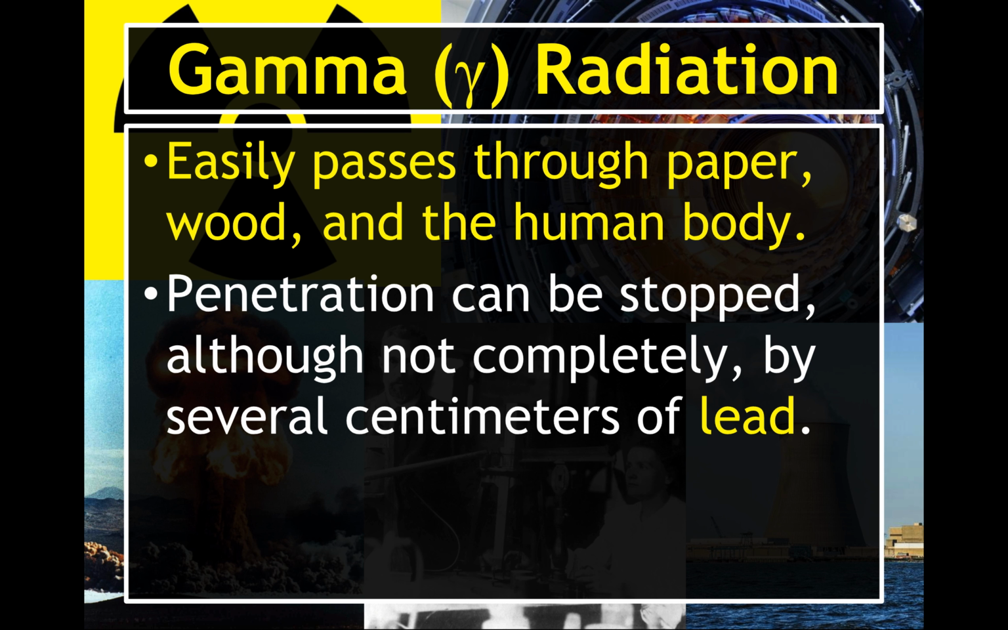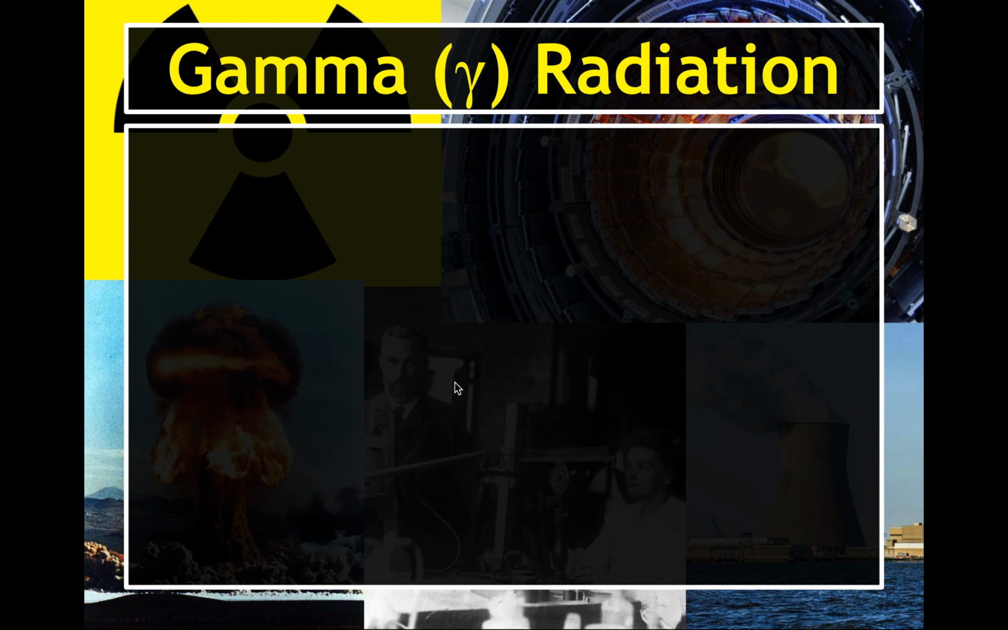And this is why if you go in to get an x-ray taken, they're going to put a lead apron over the top of you to protect your organs so that only the part that's being x-rayed is exposed to the gamma radiation.